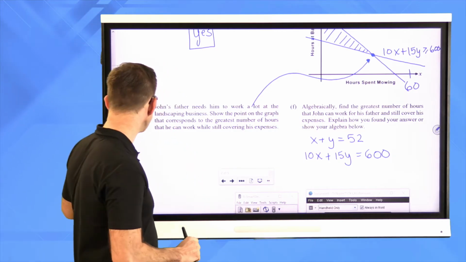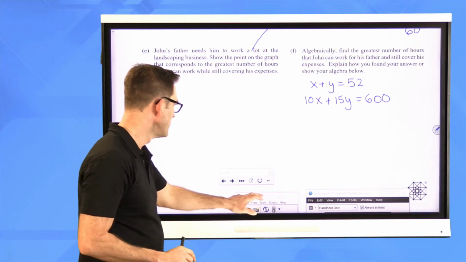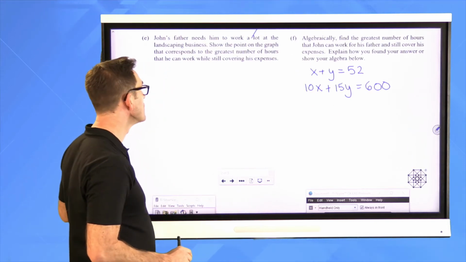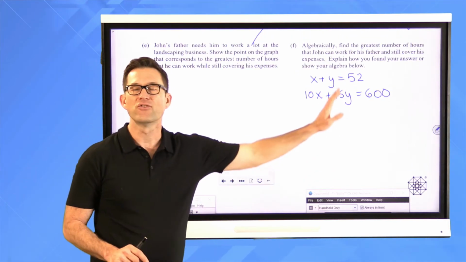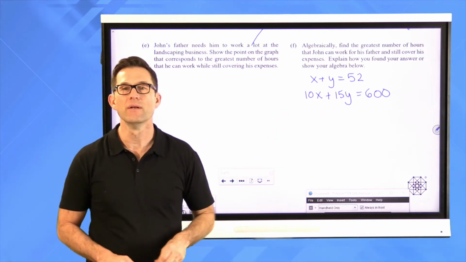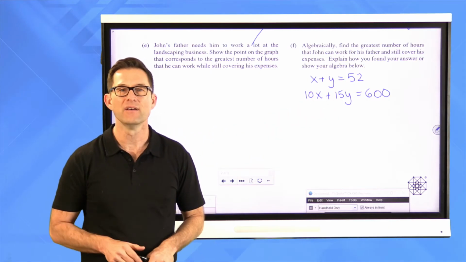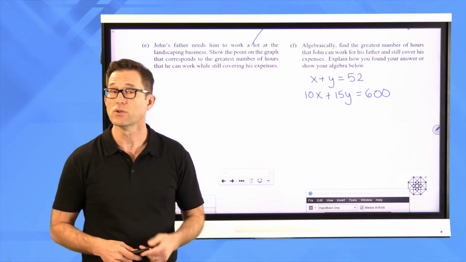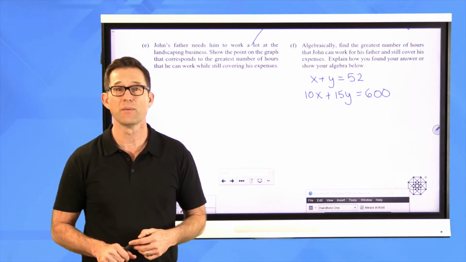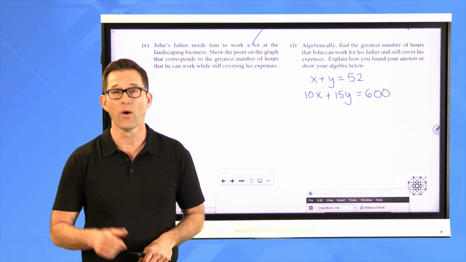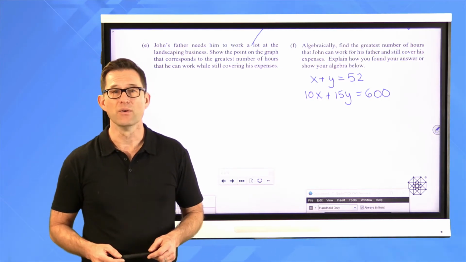What I'd like you to do now, and let me move a bunch of these out of the way, is pause the video and try to find the solution to that system of equations algebraically. As a hint, you may want to use elimination. You could use substitution, but I think elimination might be the easier way to go. Pause the video now and see what you can do.